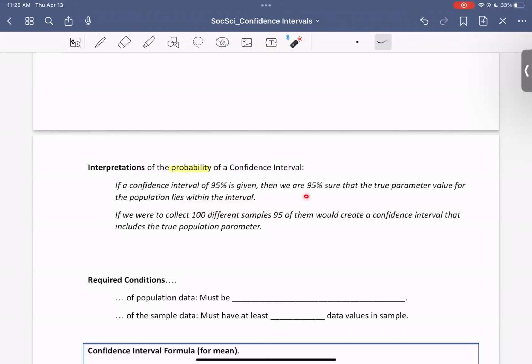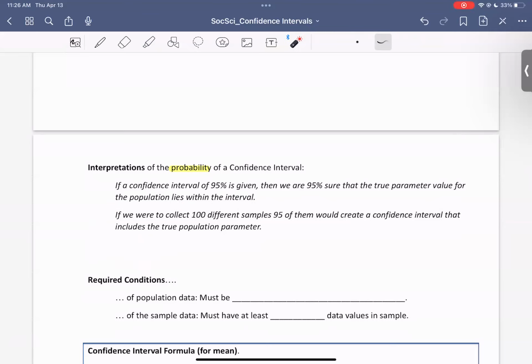Okay, what does it mean that we are 95% sure of something happening? Well, here's interpretation 2, where we kind of make sense of that 95%. So that means if we were to collect 100 different samples and therefore create 100 different confidence intervals, 95 of them would create a confidence interval that did include the true population parameter. So 95% of the time that we do this work, that we create these intervals, we are going to actually capture that population parameter.